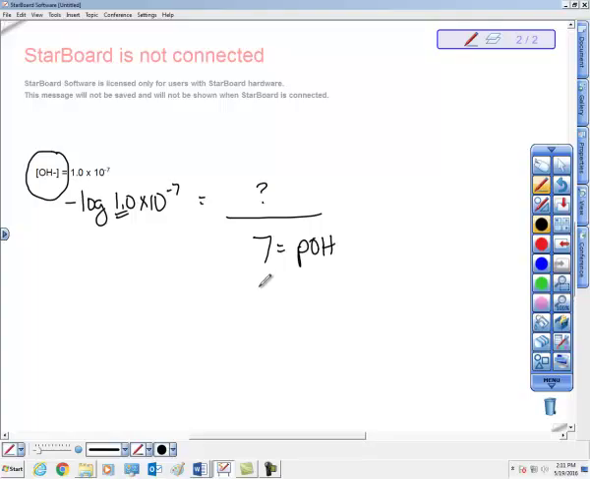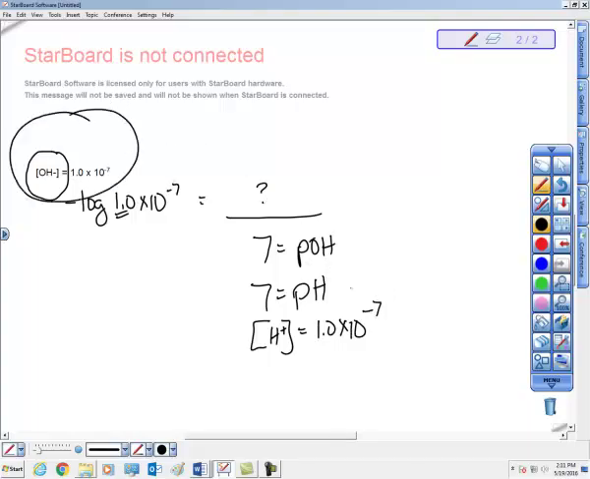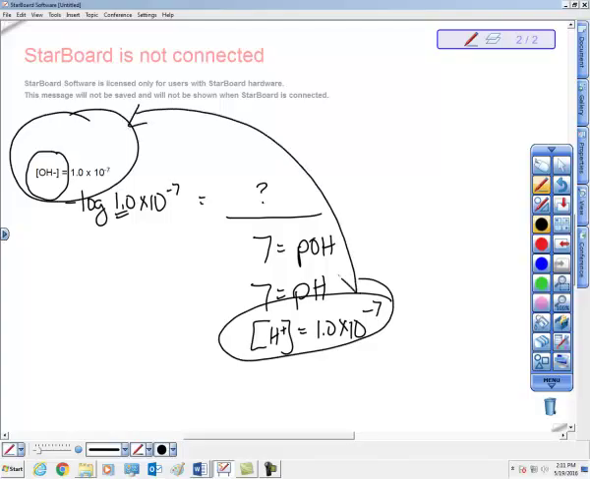What is the pH? 7. Yeah, nice. It's 14 minus 7. That's 7. What is the concentration of your H plus ion? 1.0 times 10 to the -7, or just 10 to the -7 is fine. Notice that the concentration of the OH and the concentration of the H plus are identical. What kind of solution do you have here? Neutral. Good job.